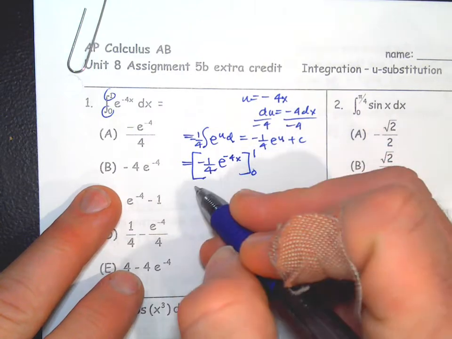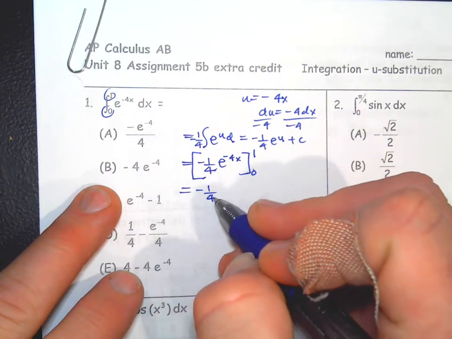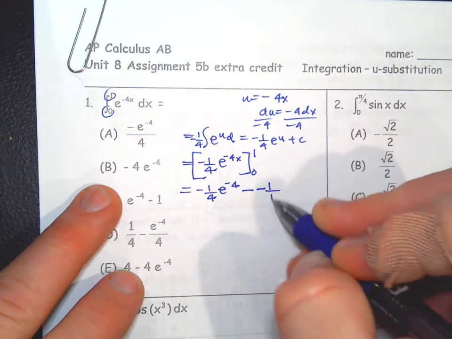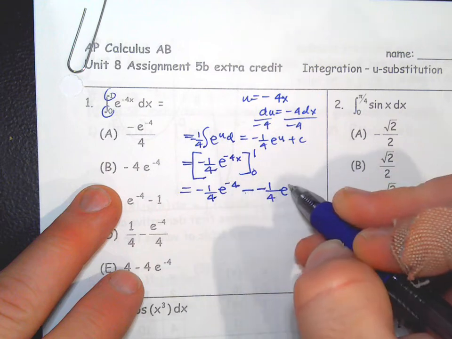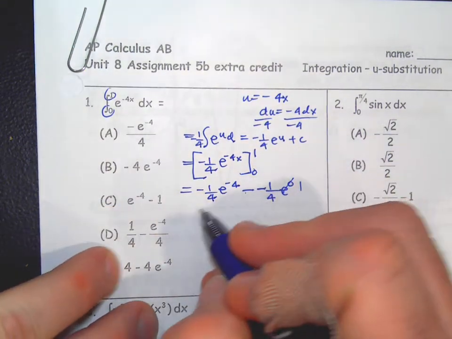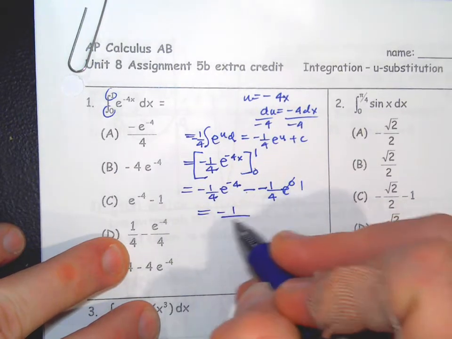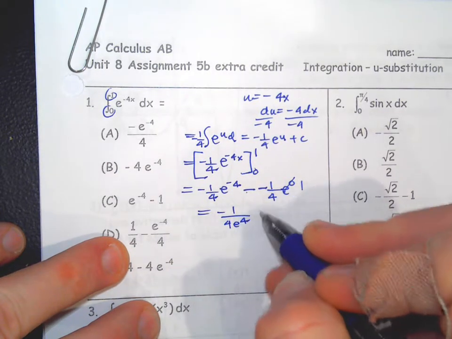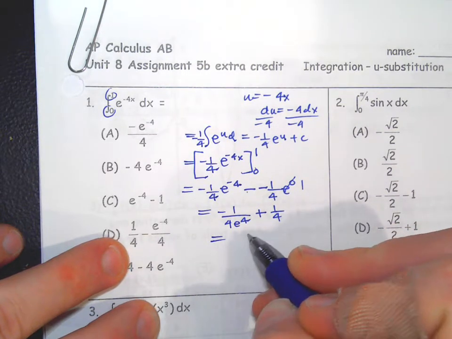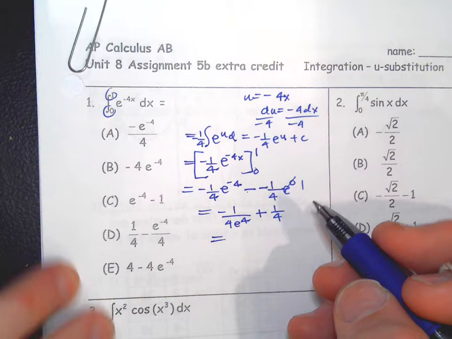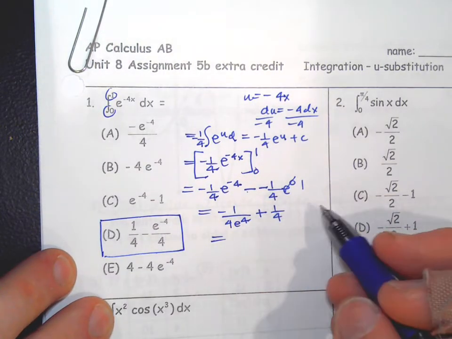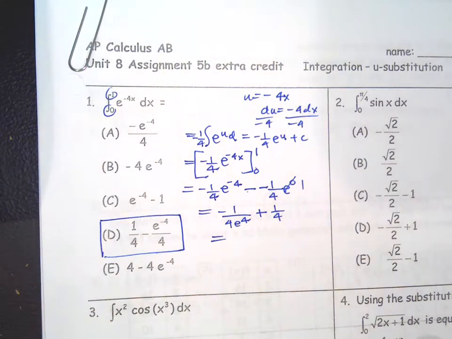0 to 1, plug the top limit in first. Minus, plug the bottom limit in second. Minus negative e to the 0. Now e to the 0 is 1. So this would be negative 1/4 e to the negative 4 plus 1/4. Do you see that answer on here? Looks like it's this one, right? So with the negative exponent, you just have to consider that you might have to manipulate your answer to get this.